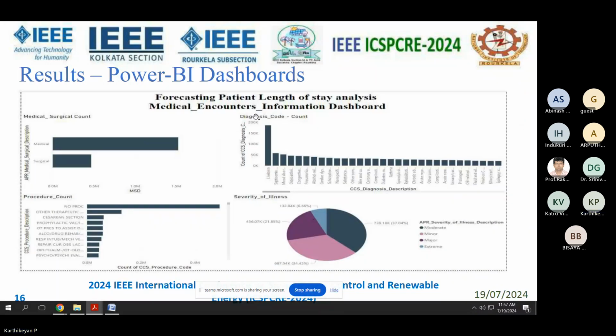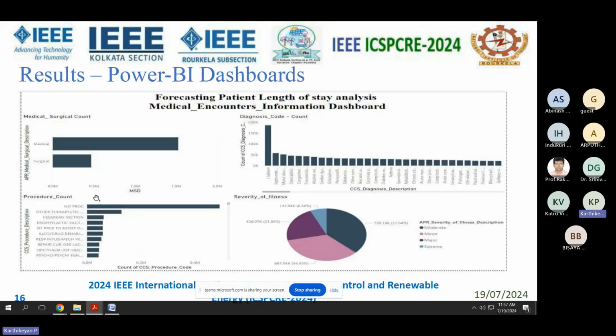Next is medical information. Was the patient treated by medical only or surgical also, and the diagnosis code, where every code represents a unique disease like cardiology, ophthalmology, dermatology, and so on.